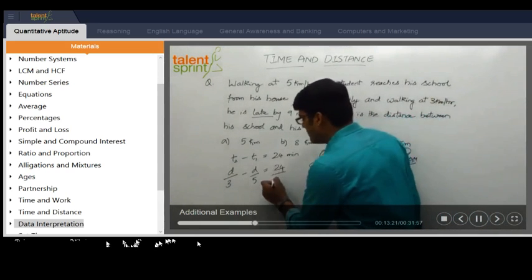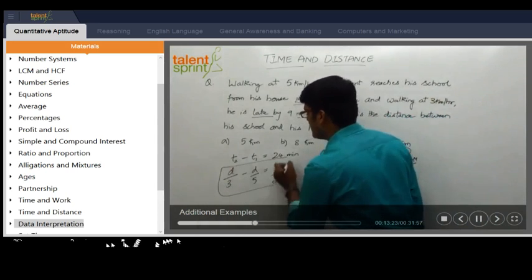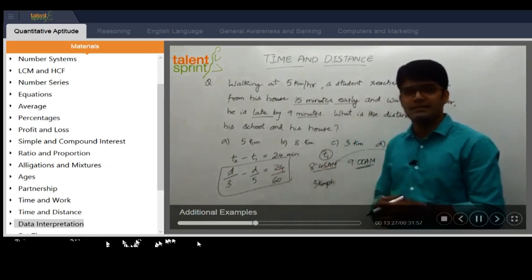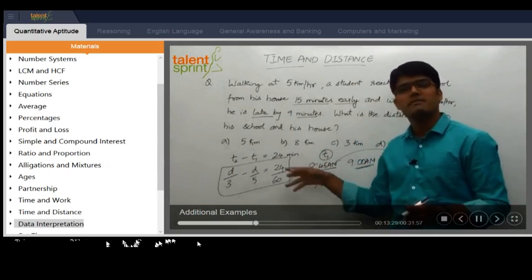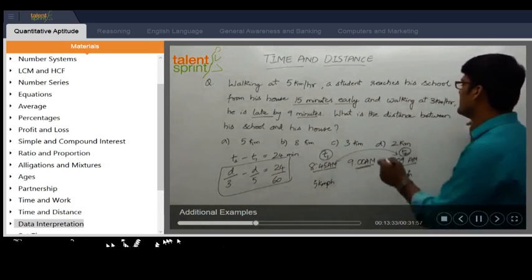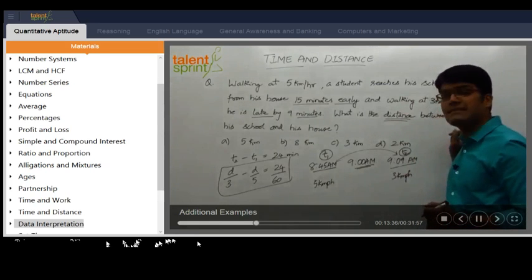Divide by 60. 24 by 60. Solve for this equation and you get the answer. That's the concept. If you wish to go by the concept, this is it. D by 3 minus D by 5 equals 24 by 60. Simplify to get D. That's what he's asking, right? The distance between his house and his school.